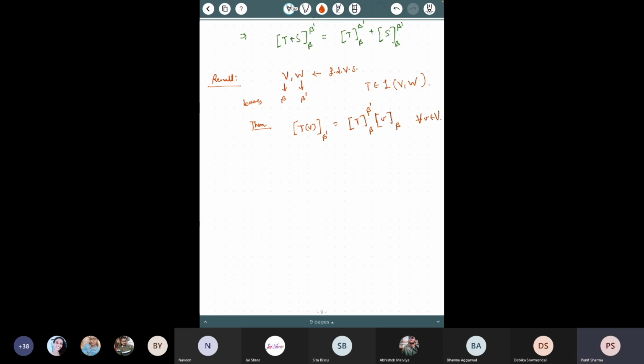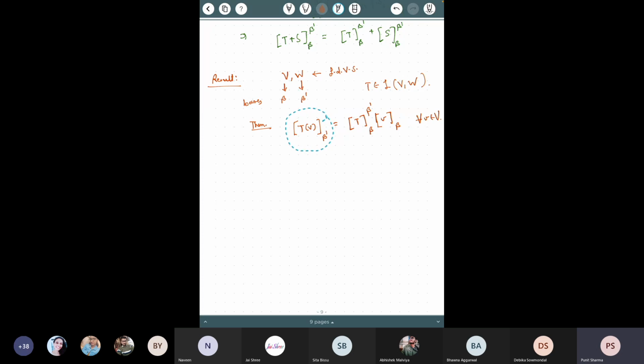Now what does this result say? This result says that if you know the matrix of T, then you know everything about the linear transformation. Why is this true? Because once you know the matrix of T under the given basis, you can tell what the linear transformation is, because then you know the coordinates of T of V with respect to B dash. If you know these coordinates, then you can always write T of V using these coordinates, right?